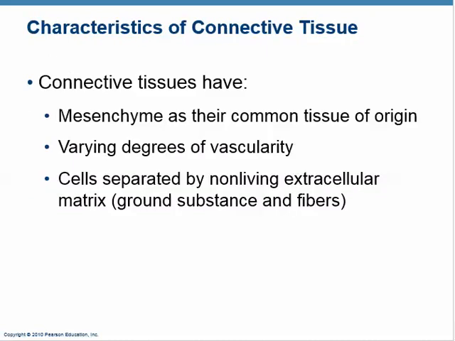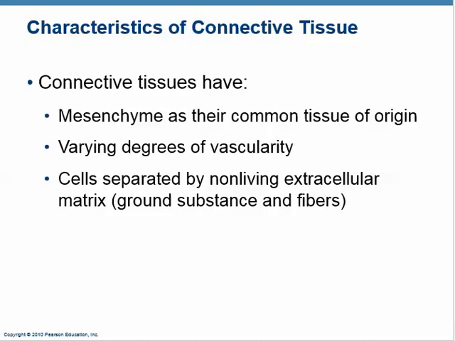So how can we tell when we're looking at connective tissue? The functions are one list, and the characteristics are another. So these are the characteristics. Connective tissue all has mesenchyme as its tissue of origin, so it's all from the middle part of an embryo. But you're not going to know that by looking at it. This one kills me.